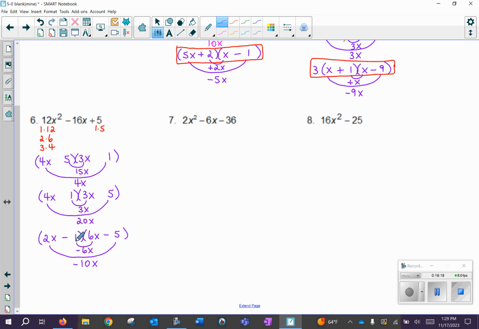I just have to check the last. Does this work? Is negative 1 times negative 5 positive 5? And it is. So we are ready to say that we are good. Right there.